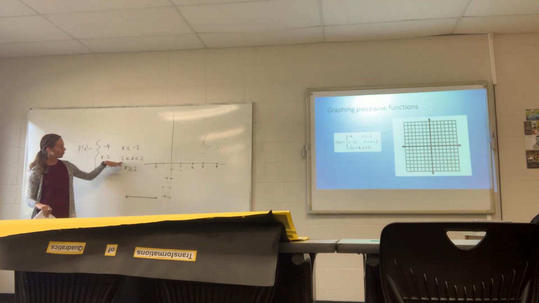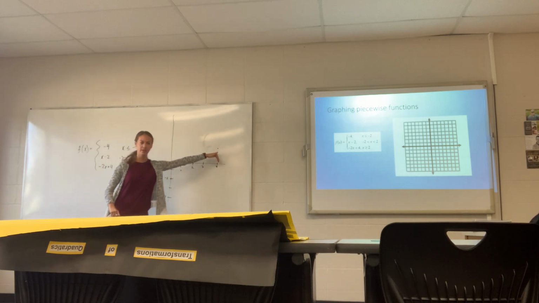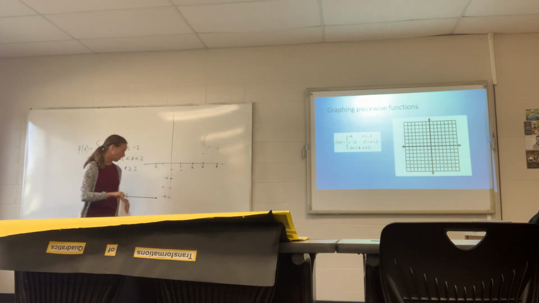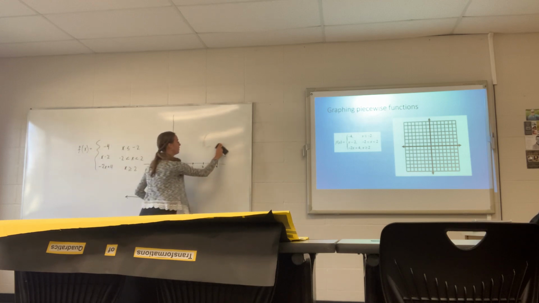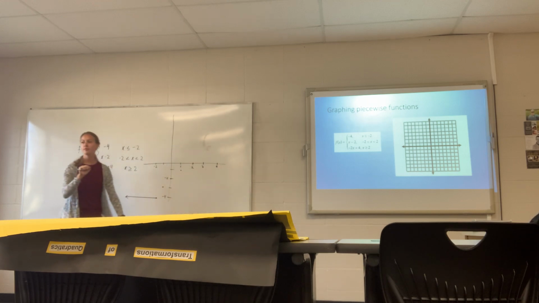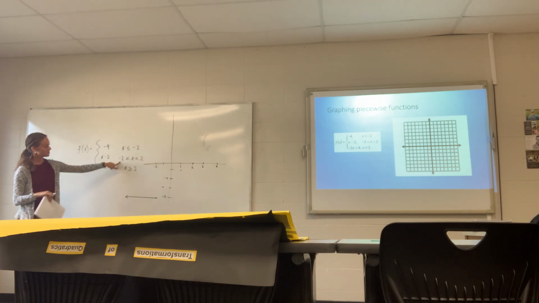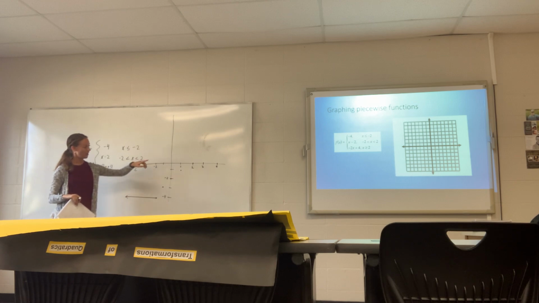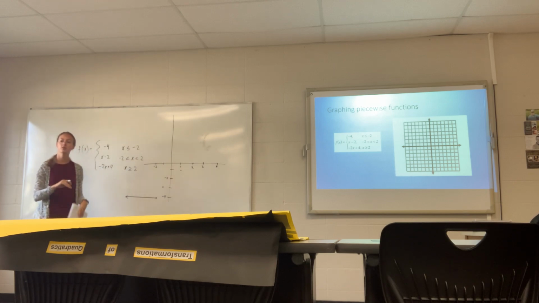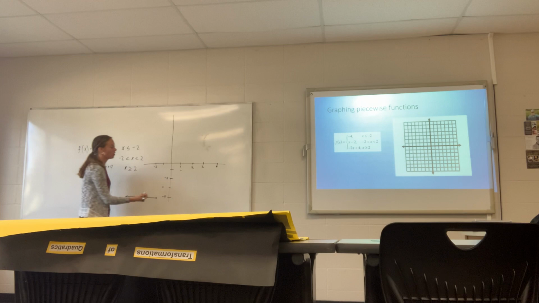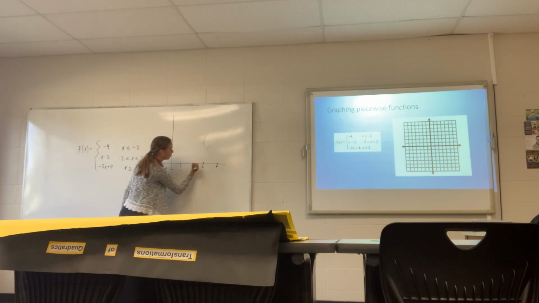If I look at my domain, it's from -2 to 2. So can I keep going at like 3 and 4? No, so I don't need those, I can erase them. Can't you only go to 2 since it's not less than and equal to? Exactly. So if it's less than and less than, should I have open or closed circles? Open. So this one's gonna be an open circle.